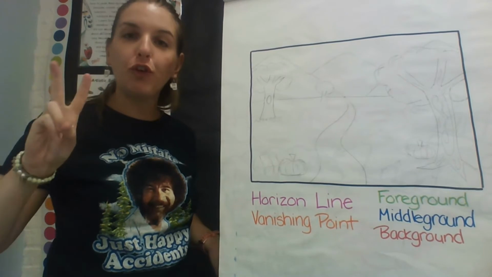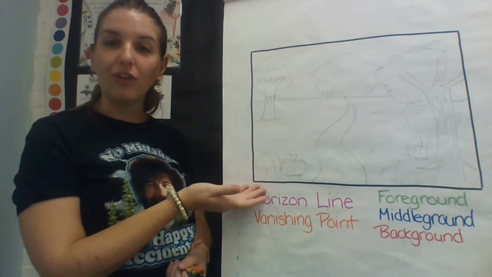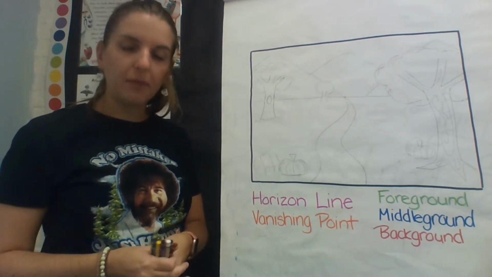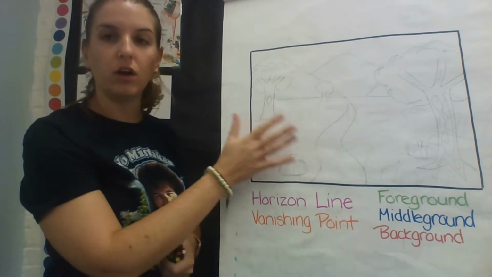This is part 2 of our landscape drawing where we are going to color it. So as you can see, I have the landscape that we all drew together last time, and I am going to be using some crayons to color mine just because mine is larger and on chart paper.